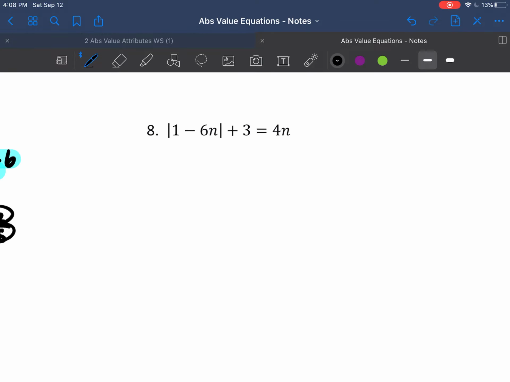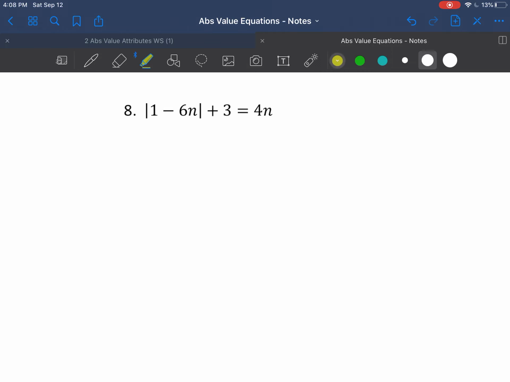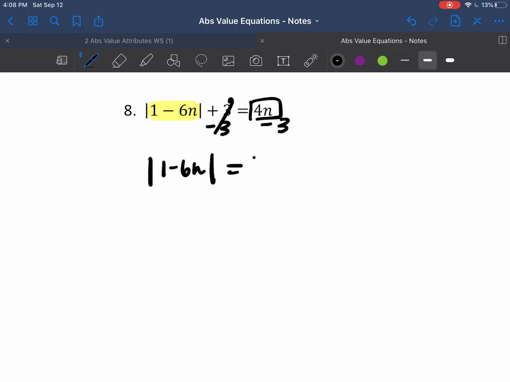Okay, on number 8, where'd it go? I don't want to zoom in that much. We are not ready to write our cases because we have something hanging out outside the bars. So first I have to subtract 3 from both sides. And so this minus 3 can't combine with this 4n. They are not like terms. And so our new equation has a 1 minus 6n equals 4n minus 3. Be careful with ones and absolute value.